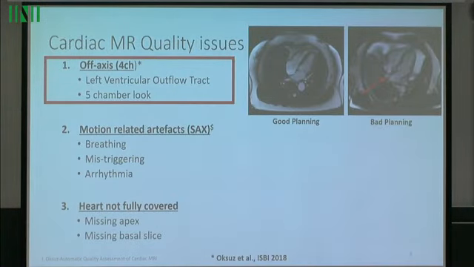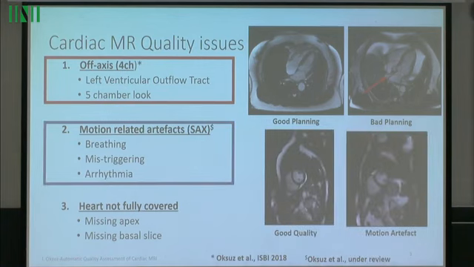I am going to mention two cardiac MR quality issues today. The first of them is the off-axis acquisition of the 4-chamber cardiac MR images. When acquired from the wrong axis, you can see this 5-chamber look of the acquisition, and the aorta is present, which challenges the atrial analysis.